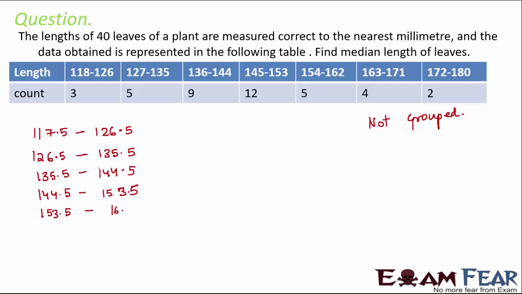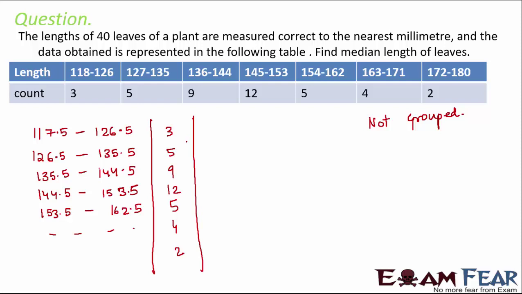So in this fashion, we can continue. Now here, if you look at the frequencies, this is how it is: 3, 5, 9, 12, 5, 4, 2. Now, if you want to calculate the cumulative frequency, this is 3. Cumulative means even if we are calculating for this class, the entire frequency till that time will be summed. So here it will be 5 plus 3, that is 8. Here it will be 9 plus 8, that is 17. Here it will be 12 plus 17, that is 29. In this fashion, we calculate the cumulative frequency.